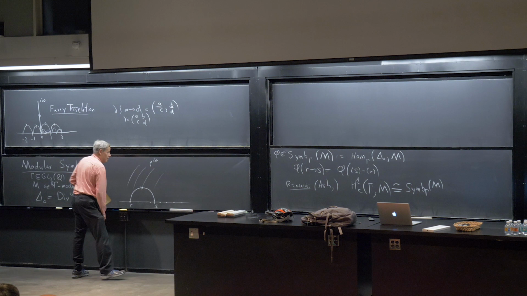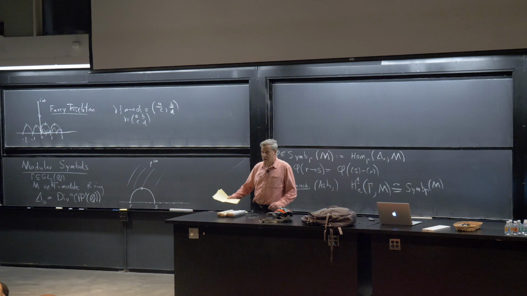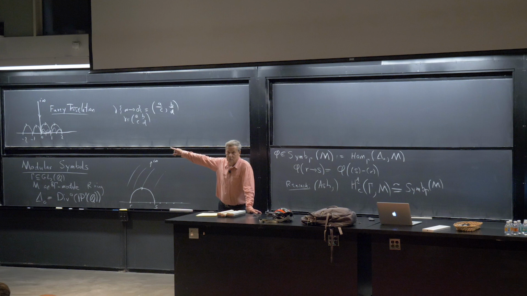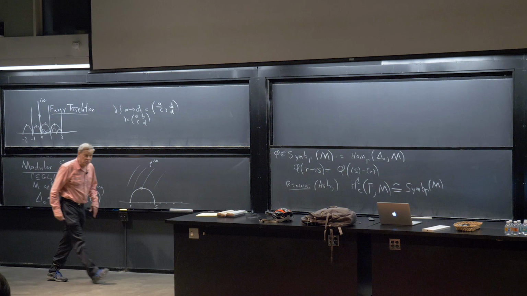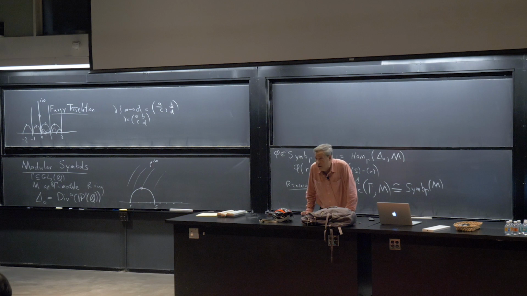Okay. So the idea is that if Γ is a congruence subgroup, a modular symbol with values in M is a way of labeling the Farey tessellation. When I say labeling, I mean labeling the edges, giving each edge an associated element of the module M, but doing it in an equivariant way, a Γ-equivariant way. Okay, so that's a picture of a modular symbol.